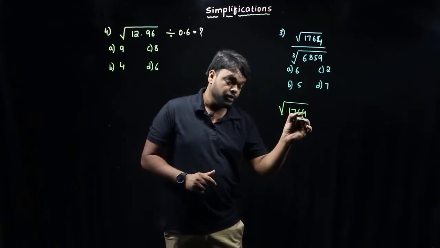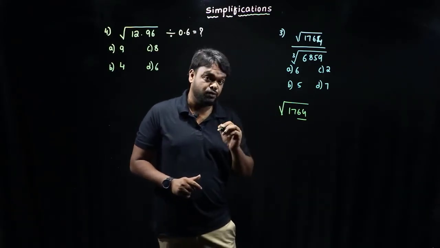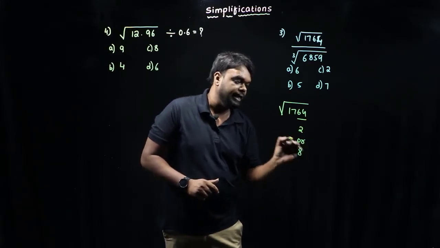We have 64. Unit digit is 4. 4 comes from 2 square 4, 8 square 64. So, unit digit is either 2 or 8.